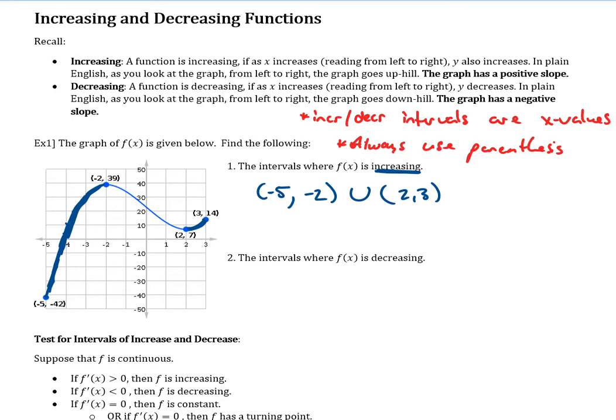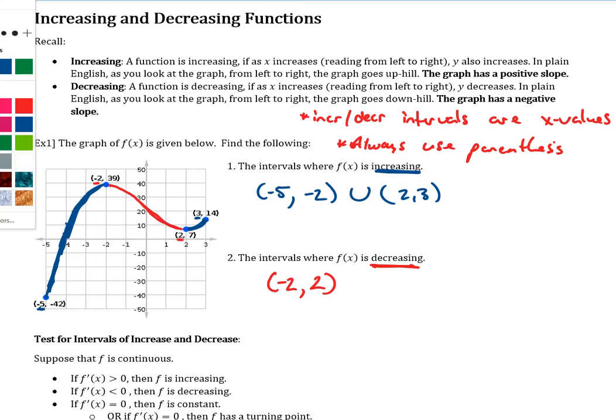Okay, and then it says the intervals where f of x is decreasing. Well, let's use red here. Right here in the red is where it's decreasing. So that's where I would draw it down from left to right. And again, make sure it's the x values, so -2, 2, where it started to decrease to where it ended. You can even highlight them or underline it, whatever it takes to make sure we know it's just the x's that are important to us. Okay, so this is the interval where f of x is decreasing.